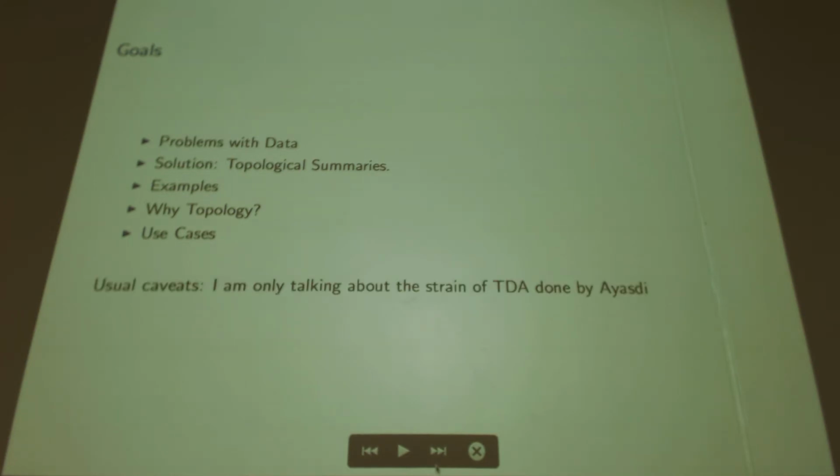Okay, so one caveat is that I'm talking about the kind of topological data analysis done by AYASDI. There are other kinds out there. There are other flavors, other tools and techniques. For instance, if you know about persistence or persistent homology, that's not really going to come up at all in this talk, but it's a fascinating talk for another time.